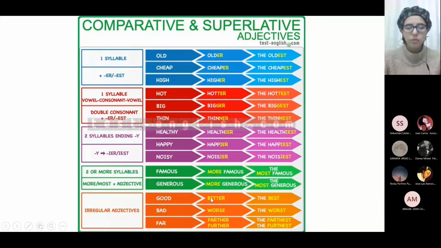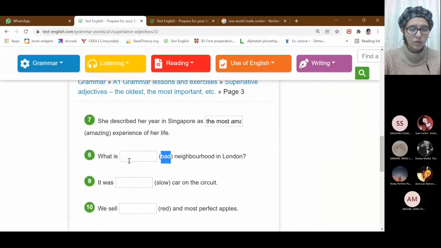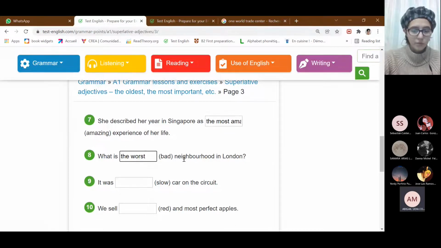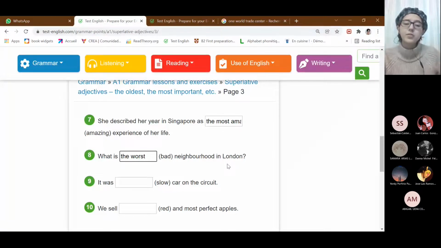How will be the superlative form of bad? The worst, right? The worst. Okay. Can you read the question, please? What is the worst neighborhood in London? Yeah, remember that there's always a dangerous neighborhood, right?